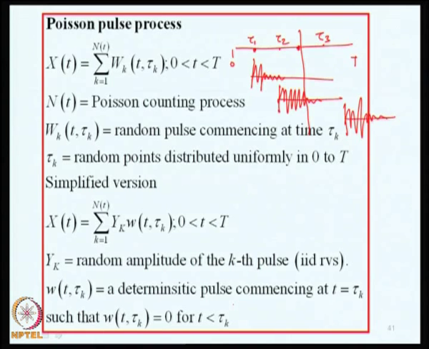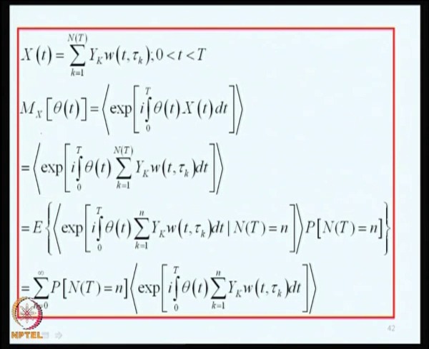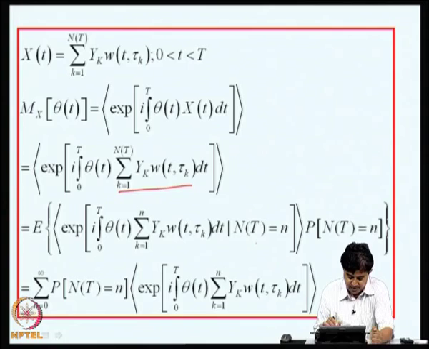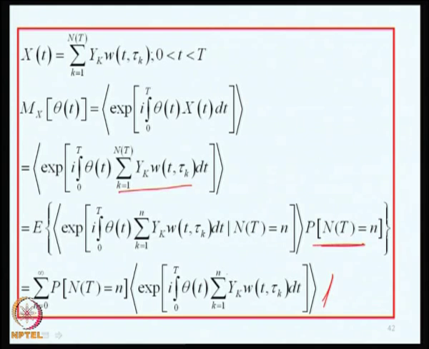Now, with this description I am interested in characterizing the random process X(t). How do we do that? Suppose I look at the characteristic functional. This is the expected value of exp of integral 0 to T theta(t) X(t) dt. For X(t) I write this expression and take the expectation. First I will condition on N(T) being equal to n and then multiply by the probability of N(T) equal to n, and take this M_X(theta) as a double expectation. So the conditional expectation can be evaluated first and summed later over these probabilities, and this is what we get here.